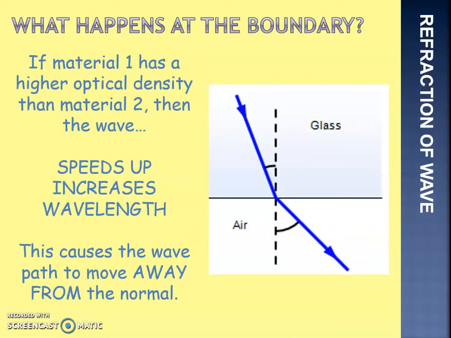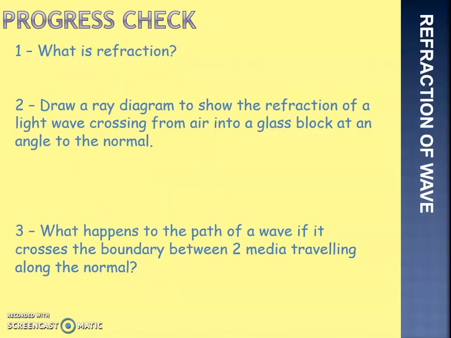If it's the other way round, and material 1 has the highest optical density and it's moving into a material that's much less dense, then the wave would speed up and increase its wavelength. What this would cause is the wave path to move away from the normal, so it would bend away from the normal. Okay, quick questions there.